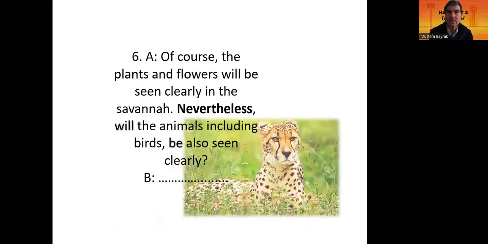6, of course, the plants and flowers will be seen clearly in the savanna. Nevertheless, will the animals, including birds, be also seen clearly? Of course, they will not be seen clearly.